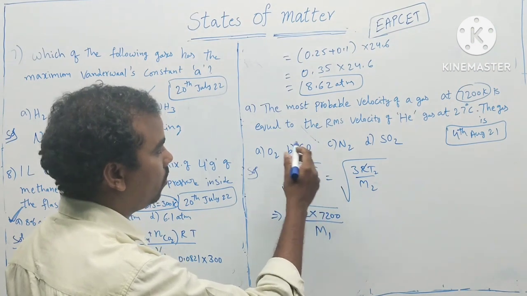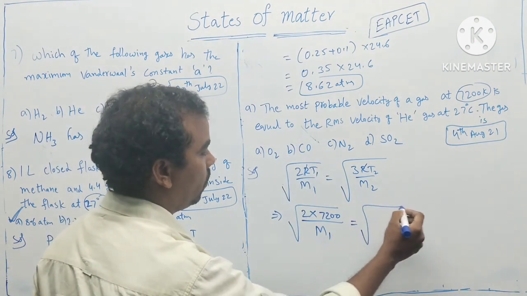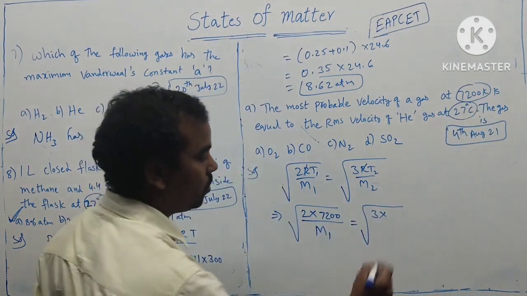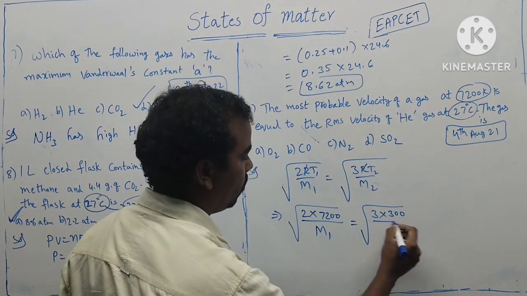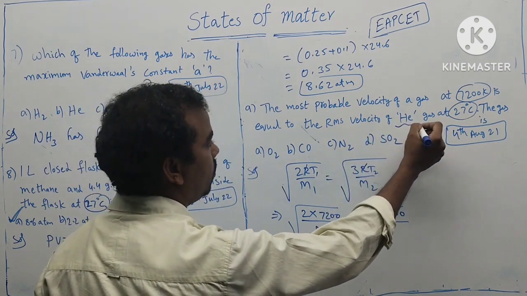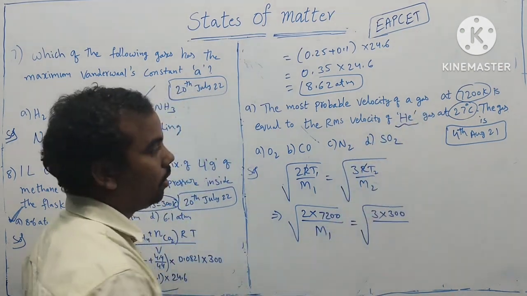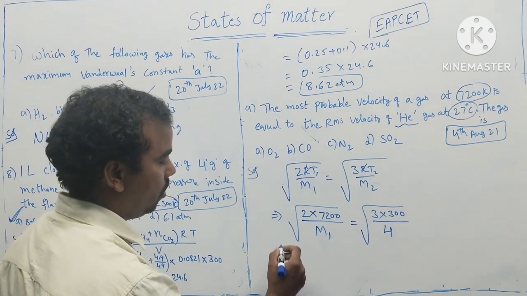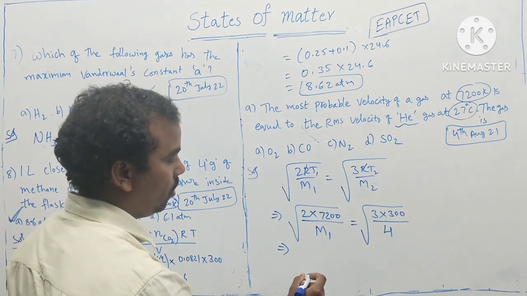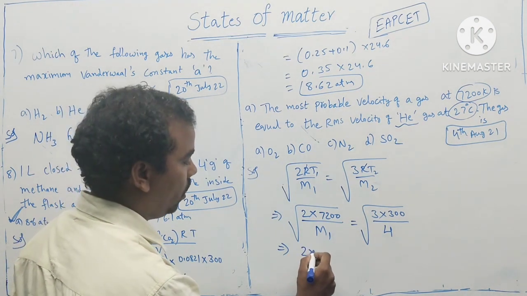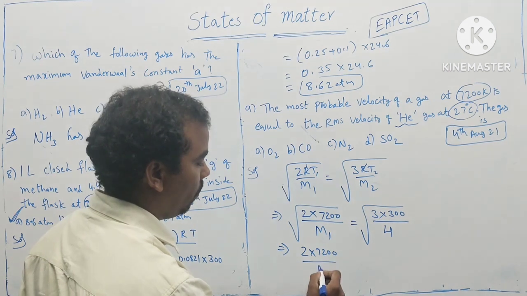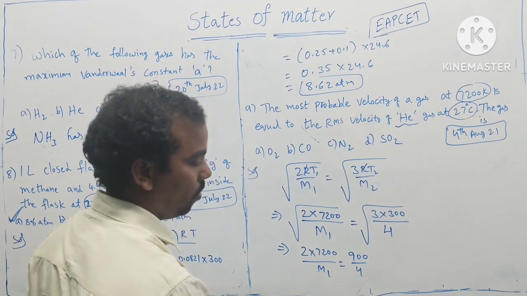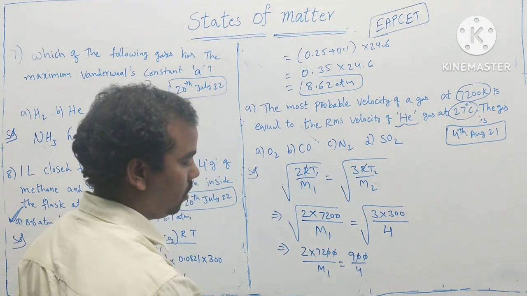So we calculate m1. Square root of 3 into T2, where T2 means 27 degrees centigrade, 27 plus 273, 300 kelvins, by m2. m2 means the RMS velocity of helium gas, helium gas molecular weight 4. Squaring on both sides, 2 into 7200 by m1 is equal to 3 into 300 by 4. So 900 by 4, and the zeros cancel.